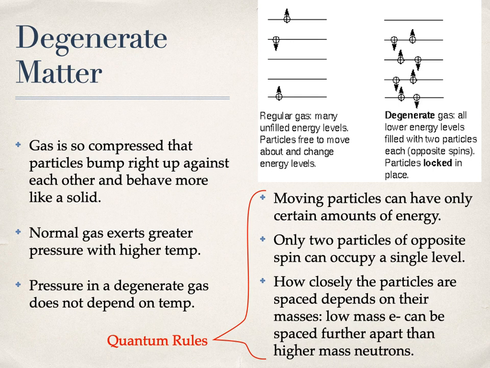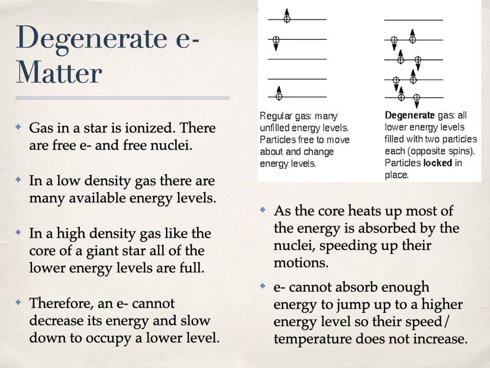So how closely the particles are spaced depends also on their masses. These really low mass electrons are spaced a little bit further apart than higher mass neutrons, which we're going to find out is what happens to this star in a little while. But this is our degenerate matter. And I think we are done with this lecture.